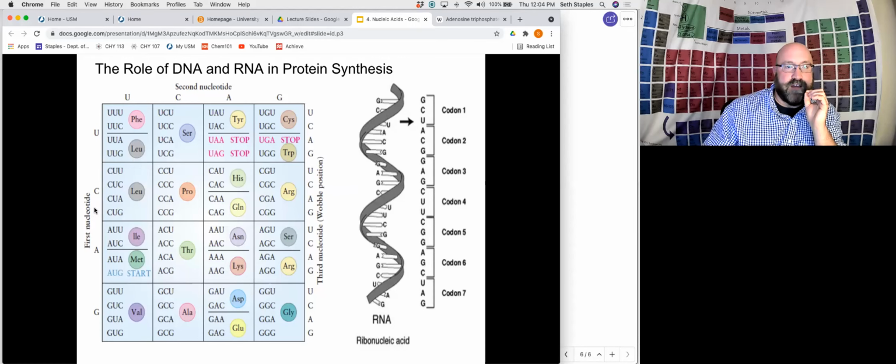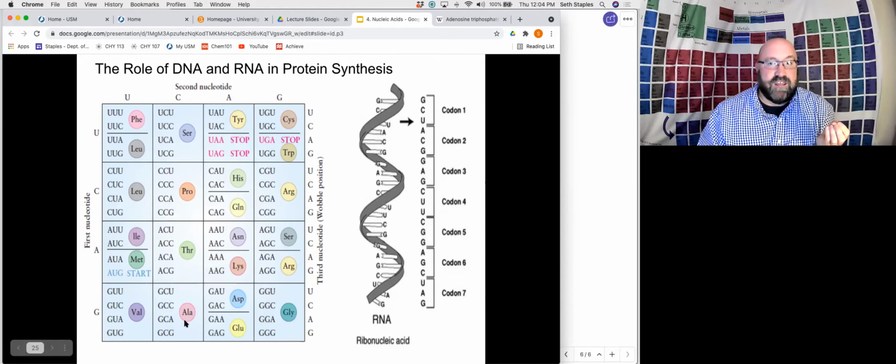If the first nucleotide is G, that puts us in here. Second nucleotide is C, puts us in here. And so that means that this 3 nucleotide section, this one codon, codes for the amino acid alanine. This second one, ACG, codes for threonine, the amino acid threonine. GAG, this one now codes for glutamine.